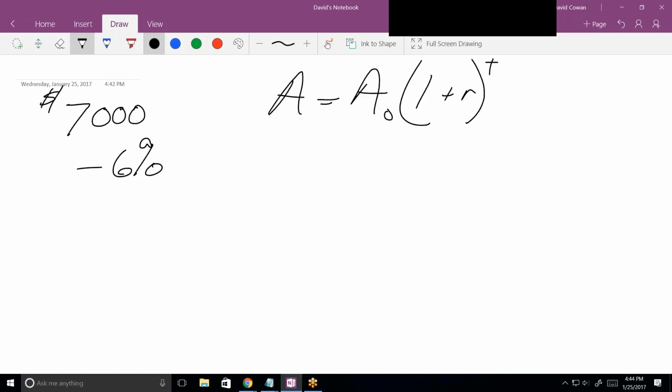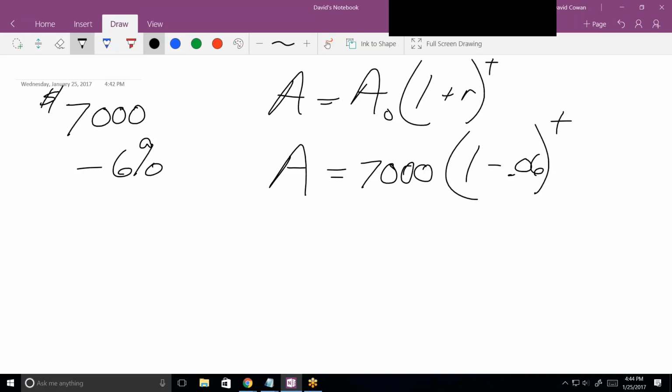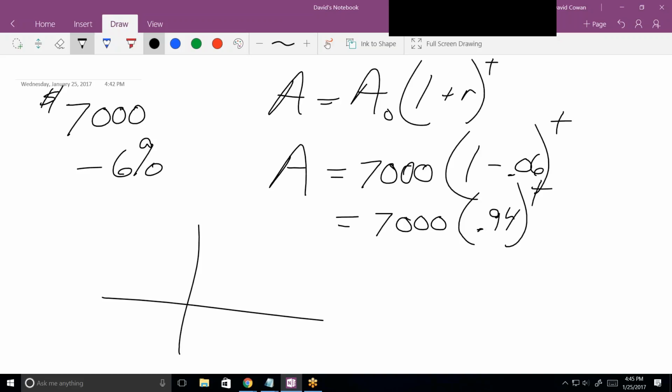Yeah. So it's a little different in this day and age because cars are built a little bit better. So you might actually find a used car that only depreciated at 6%. So the value of that car, the A, is going to be equal to its starting value. And this time the R is merely negative. So it's minus 0.06 to the T. And that gives you the following. There's your equation. And if I graph it, it's still exponential.